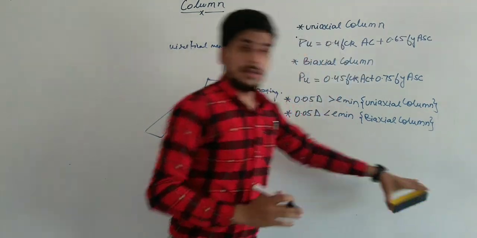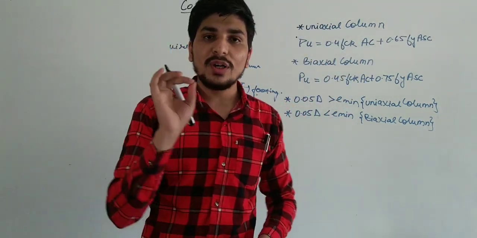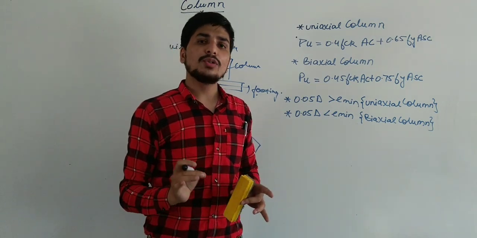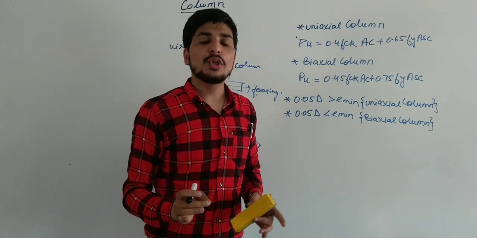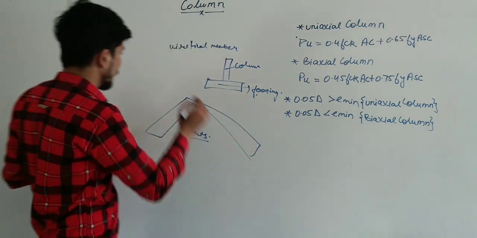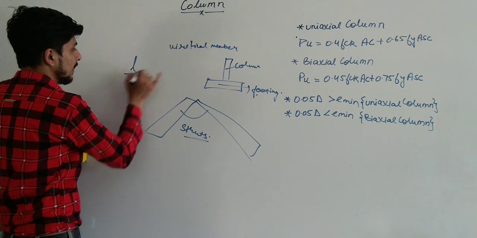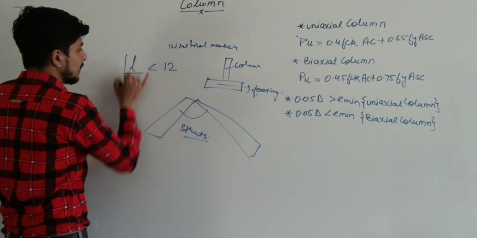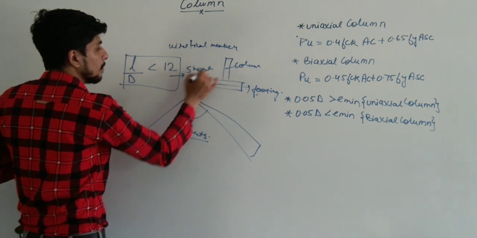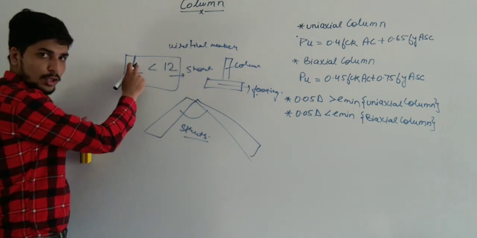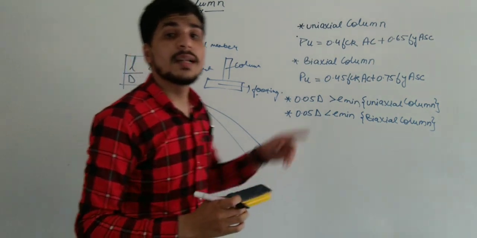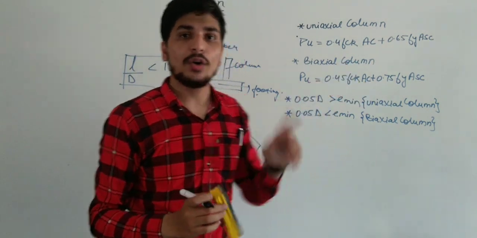Now, next is what is a short column and what is a long column. If we talk about a short column, the L upon D ratio is less than 12. If L upon D is less than 12, this column is known as a short column. L is the length of the column and D is the depth or dia of the column.